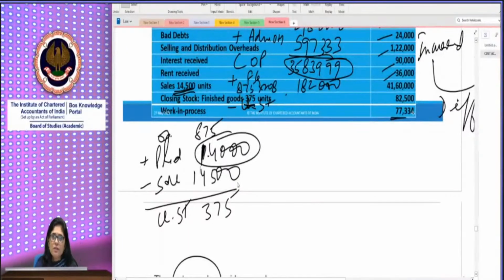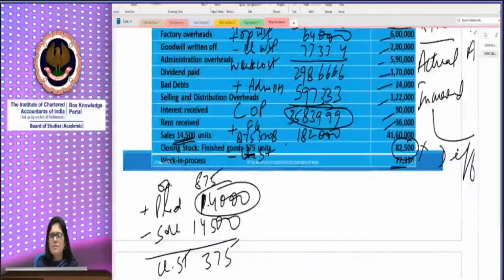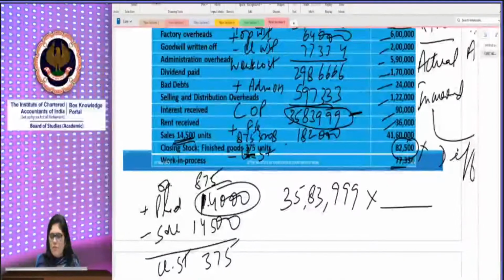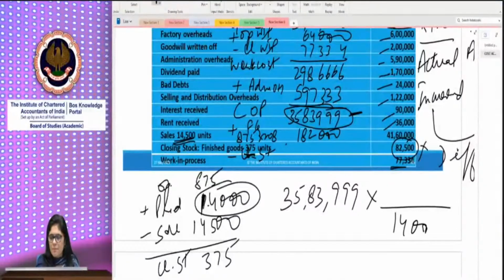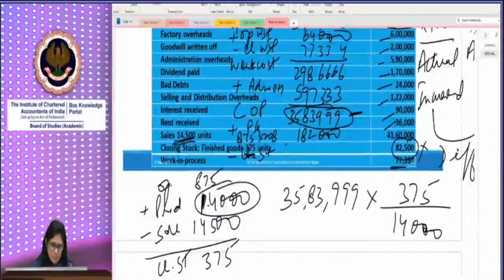How do you calculate the closing stock of finished goods? We always value finished goods closing stock on the basis of cost of production. I hope you know this while doing the cost sheet. So this cost of production is for 14,000 units. We want the closing stock. How much is the cost of production for 375 units?